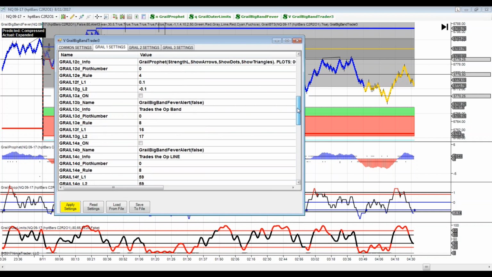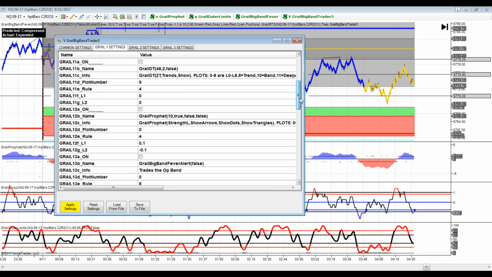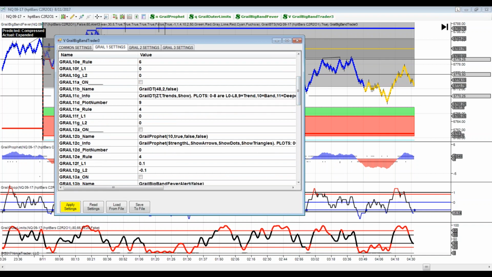Okay. The other thing I want to mention, I'm not going to touch on it too much right now, but the first three that are in here, you can also trigger them on. So if you just want to only take the trades with the Grail DT trend, you can do that. If you only want to take trades with the Grail profit, you can do that, or you could do both of them. And so you should experiment with that.